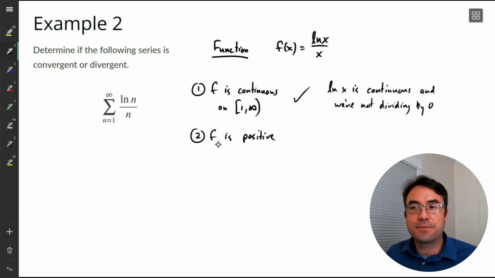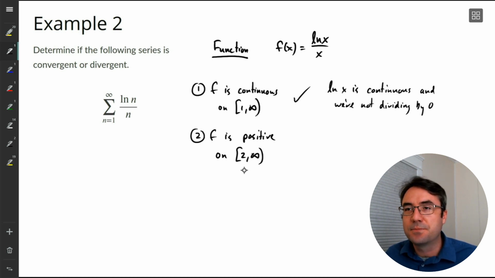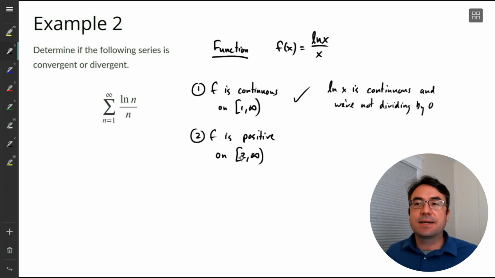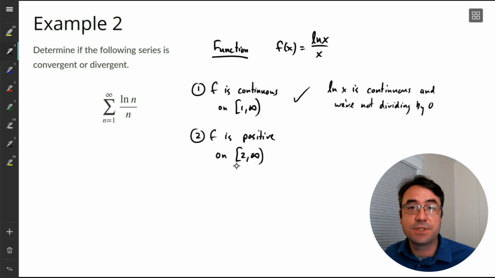So for this positive requirement, we would actually have to go out to the next integer if we want to keep these as integer values, which kind of makes sense because we're talking about integer values for our sequence or our series here. So if we wanted to keep this as an integer, f is positive on the interval from 2 to infinity. But again, that's okay. So we can relax that condition. F doesn't have to be positive every single place. It has to be eventually positive, which we're seeing here.